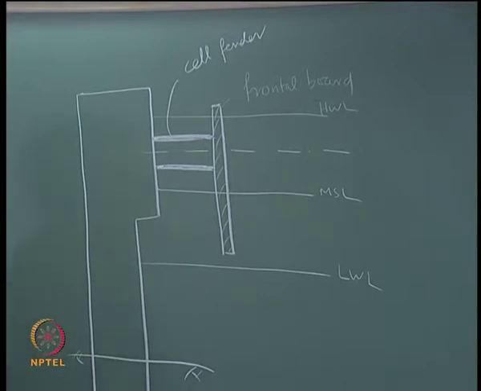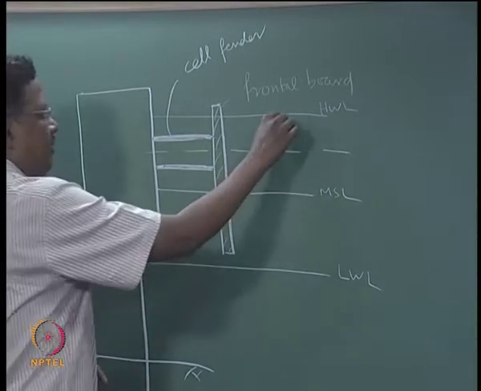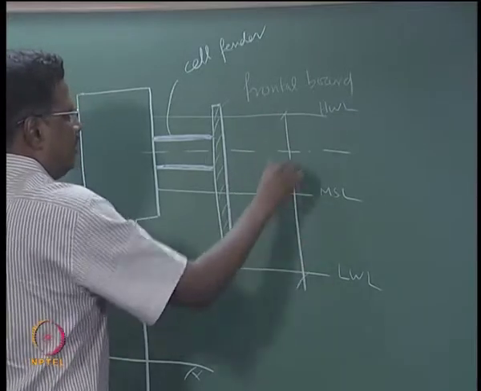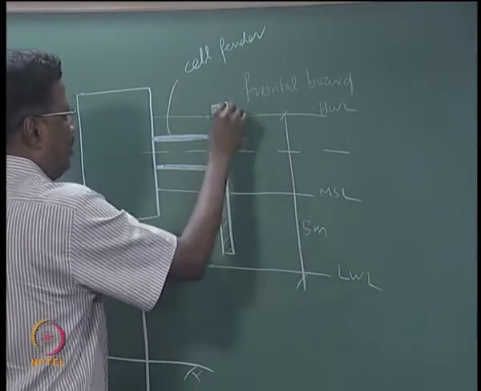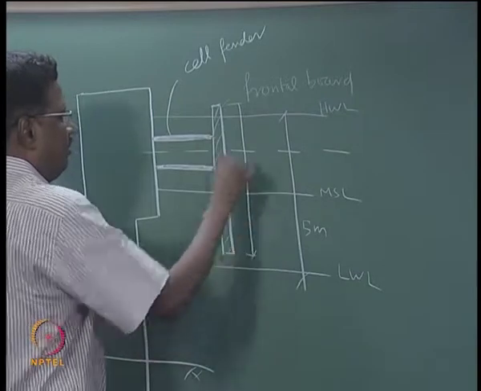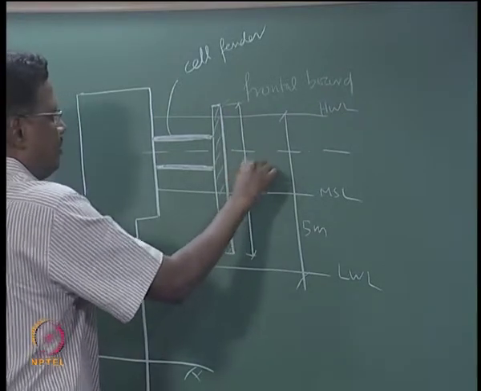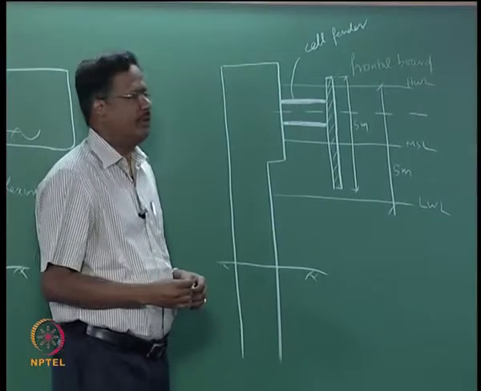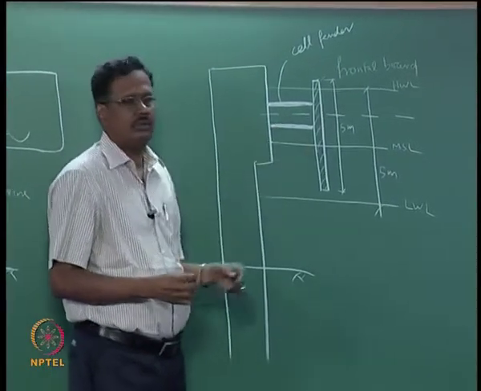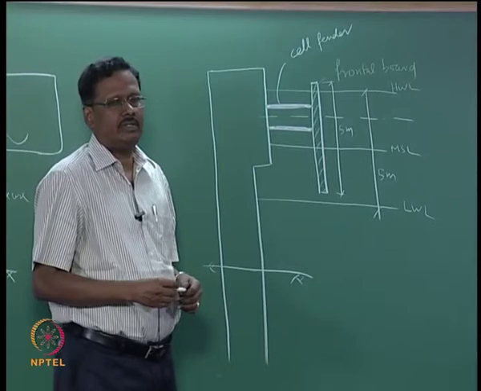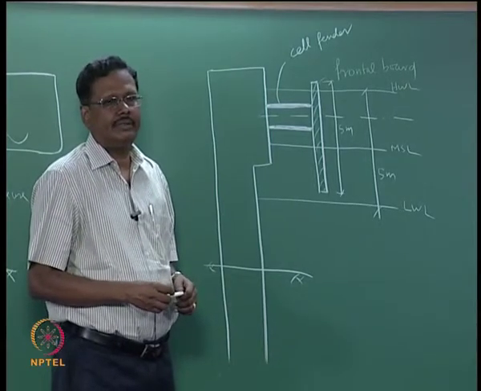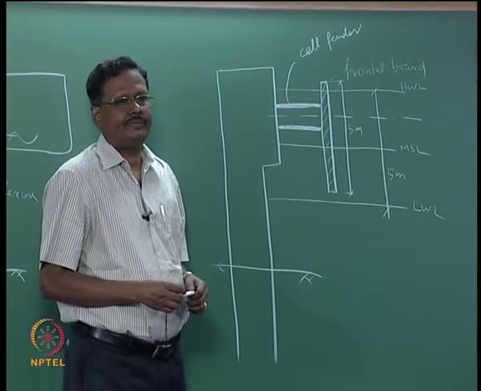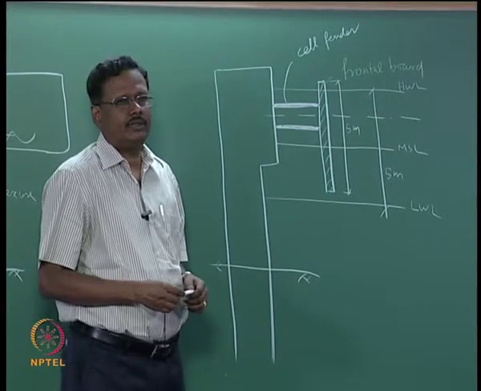In Kandla and all, this variation is about 5 meters. This frontal board also may be about 5 meters. This is how we fix. Why do we fix the fender slightly above? Why not fix it at the mean sea level? What could be the reason?